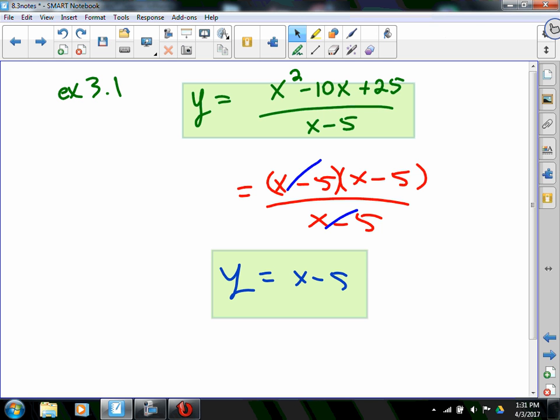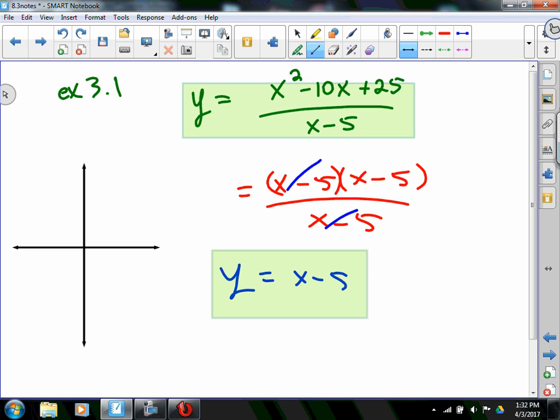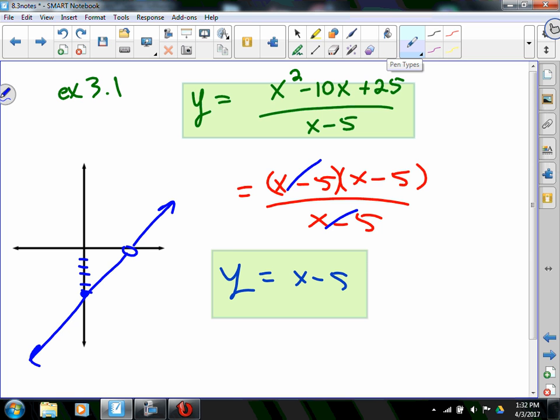You guys know how to graph that, don't you? Remember in Algebra 1? Isn't it just going to look like that? With one exception. A removable discontinuity where? When x equals what? When x equals 5. Well, that's going to be actually right there, isn't it? Yeah, so there's going to be a hole there. And the bad thing is the calculator won't show it to you.